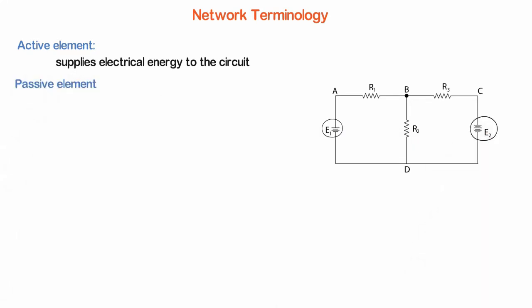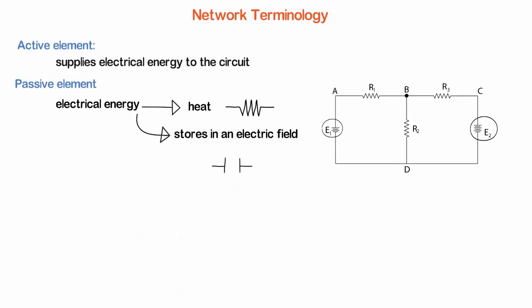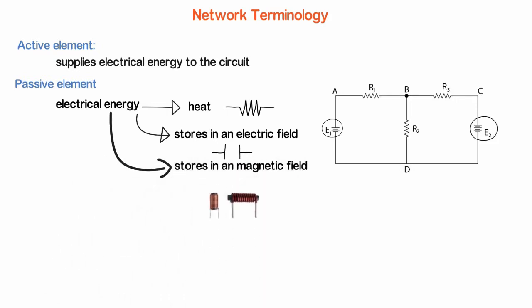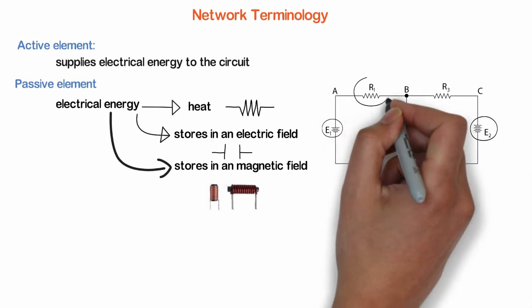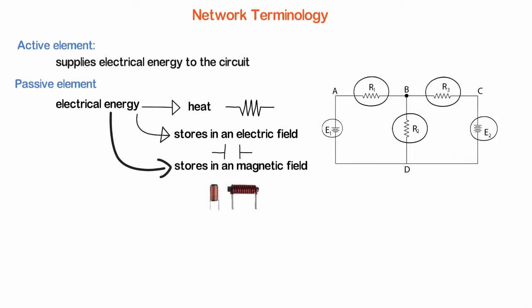The passive element receives electrical energy from the active element and then converts it into heat such as resistance, or stores it in an electric field such as capacitance, or stores it in a magnetic field such as inductance. Here R1, R2 and R3 are the passive elements.